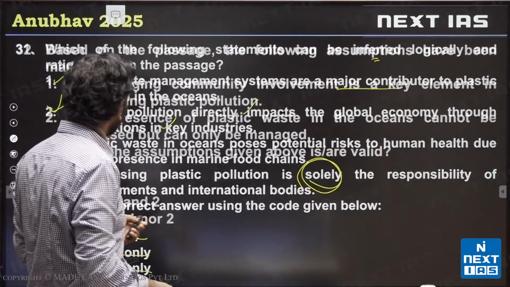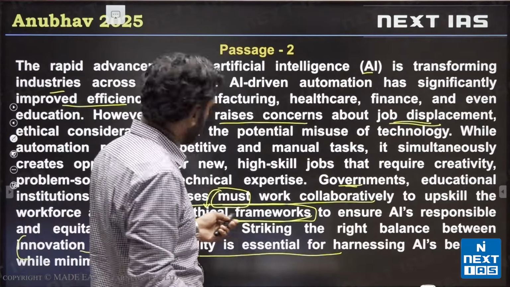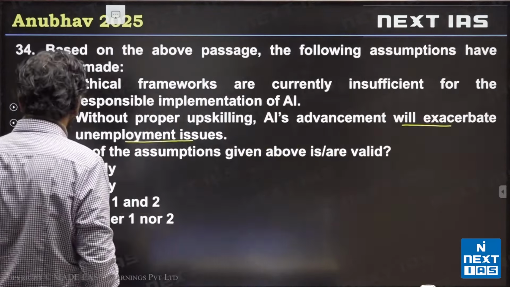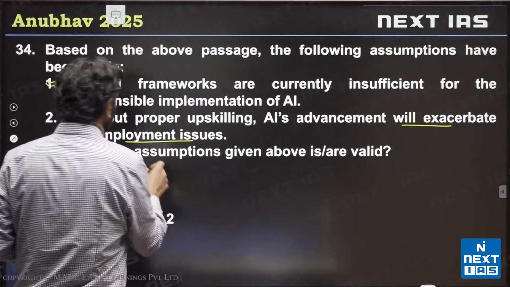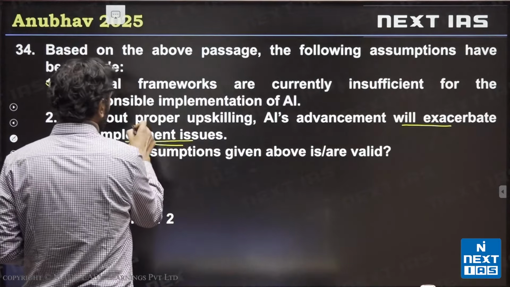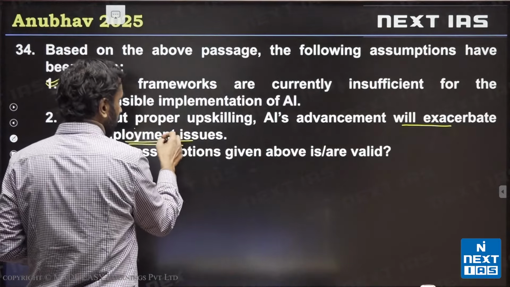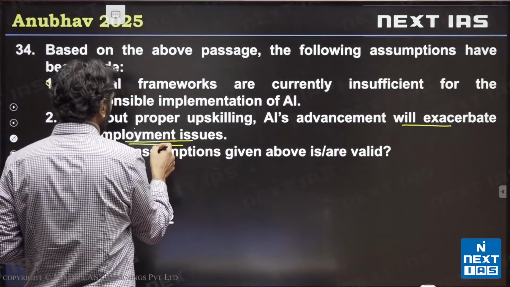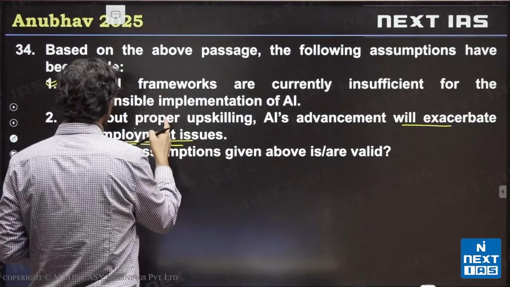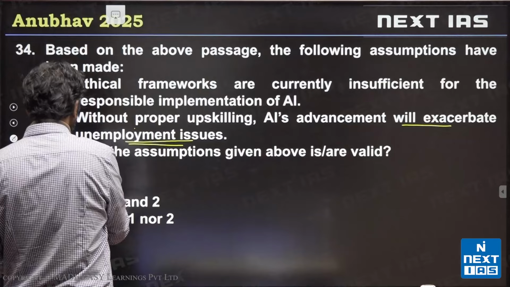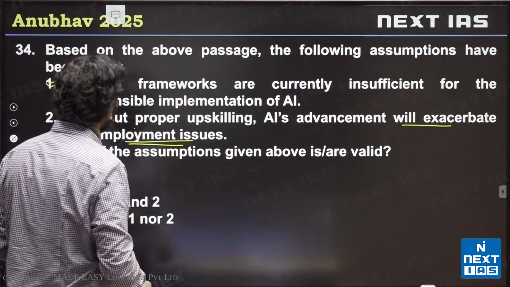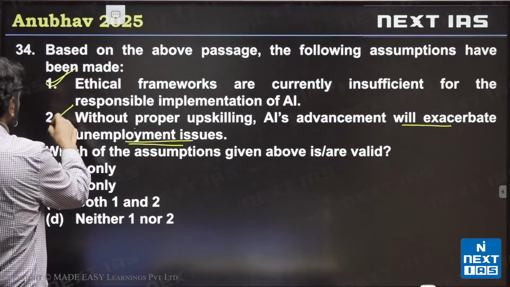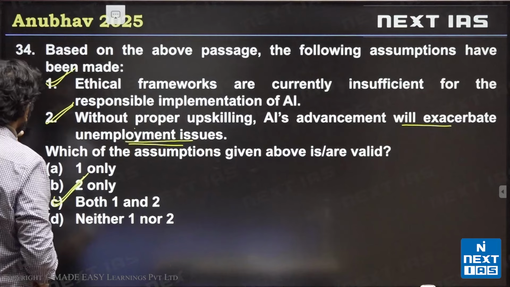One moment. Which slide was that? Okay. So it will exacerbate employment issues. If you don't change track, advancement will lead to employment issues. If I said will not, the passage will stop making sense. The right answer is option C, right? Question 34, this is valid. Right answer is option C.